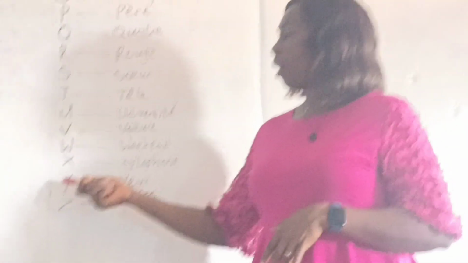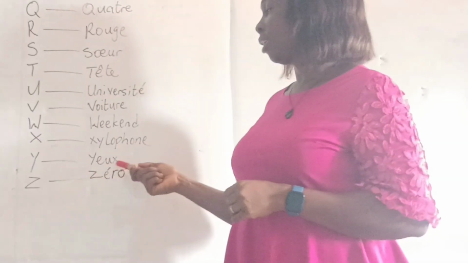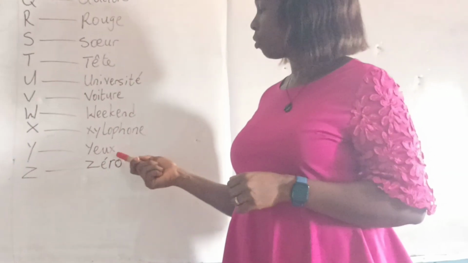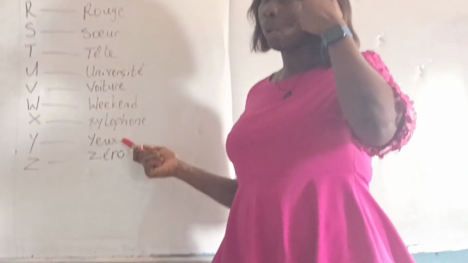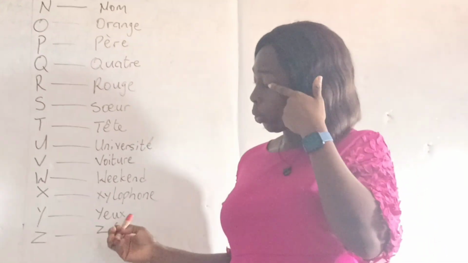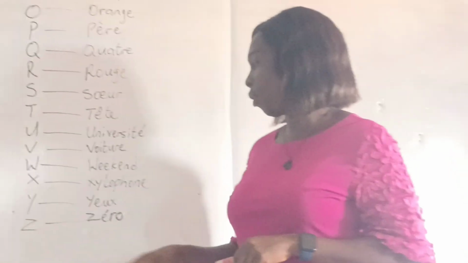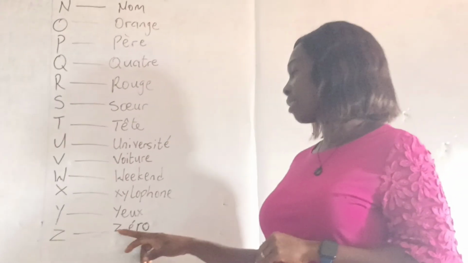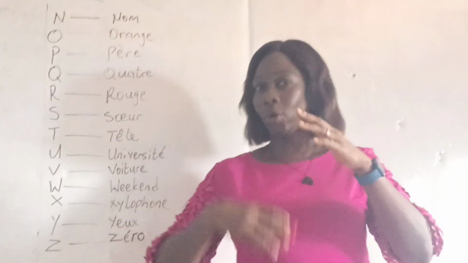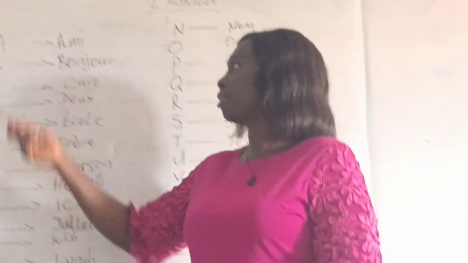We have Y, as in zoo. You, I, you, the zoo, you. Then we have Z for zero. Now, we are going to go over it again in just a few minutes and just try to refresh your brain, or repeat after me.